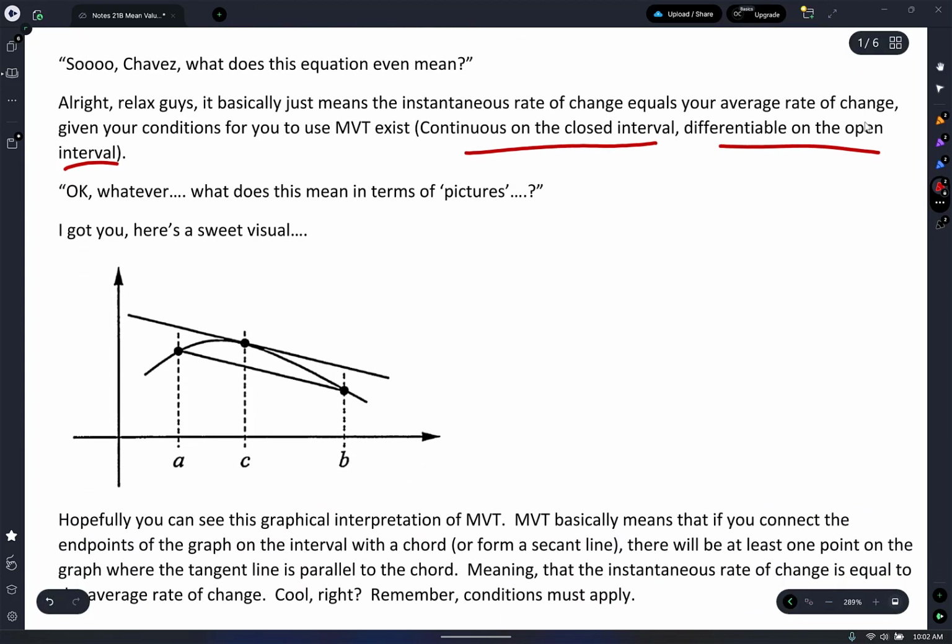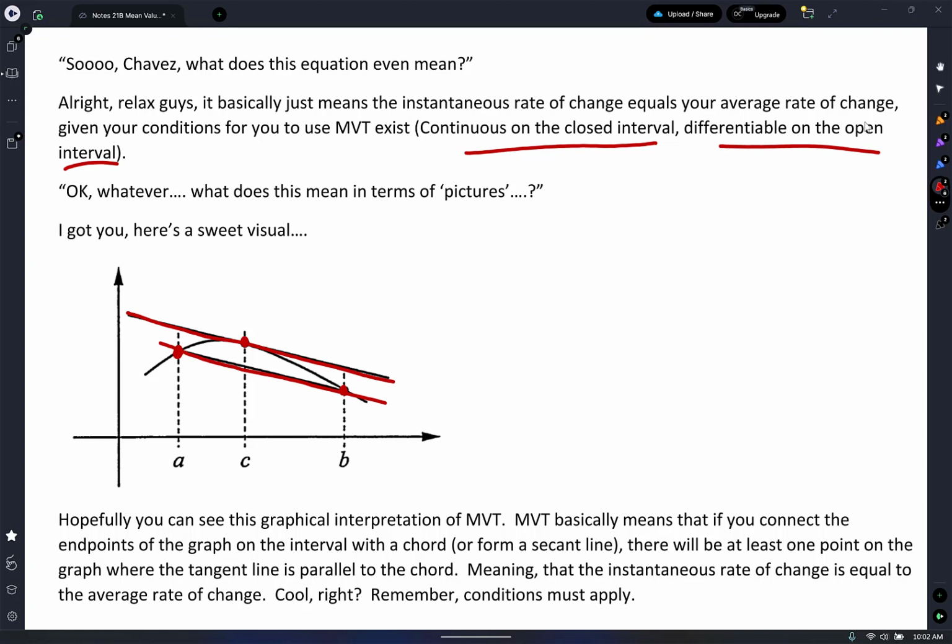Okay, so the average rate of change from A to B is whatever this slope is. Whatever that slope is, that's the average rate of change. Does that make sense? And then the instantaneous rate of change, you can see that right here, this tangent line is parallel to the secant line. That's all it means. That's all it means.